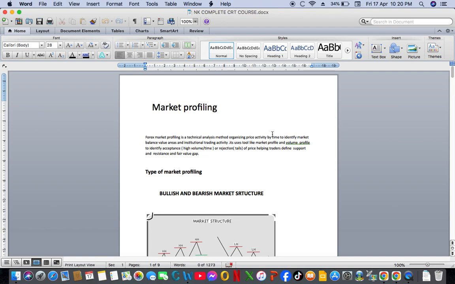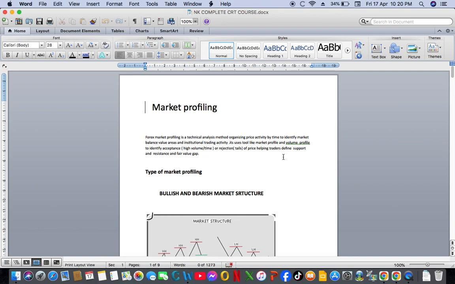Now, talking about market profiling, as you can see, market profiling is a technical analysis method that organizes price activity by time to identify market balance, value areas, and institutional trading activities. It uses tools like market profile and volume profile. Okay, now what does that mean? What do you understand by that?